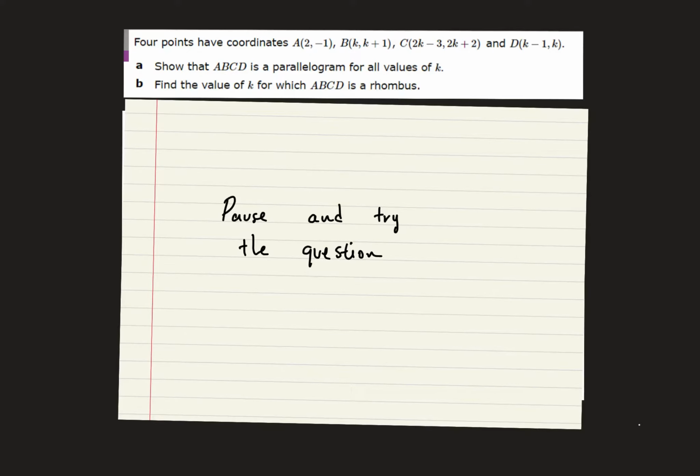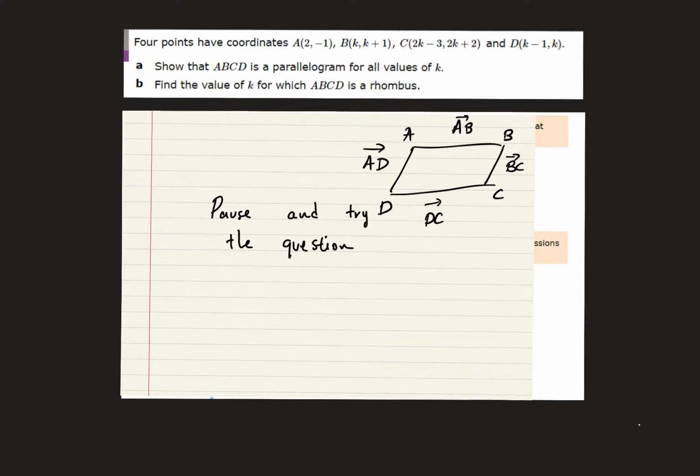So for this shape here, you've got A, B, C and D as a parallelogram for all values of K. So you want to prove that you've got a parallelogram. What does a parallelogram look like? A, B, C, D. In which way could you prove that you've got a parallelogram here? Well, prove that AB is equal to, say for example, DC. And also you could prove that BC is equal to AD. So it's up to you which one you would like to use.